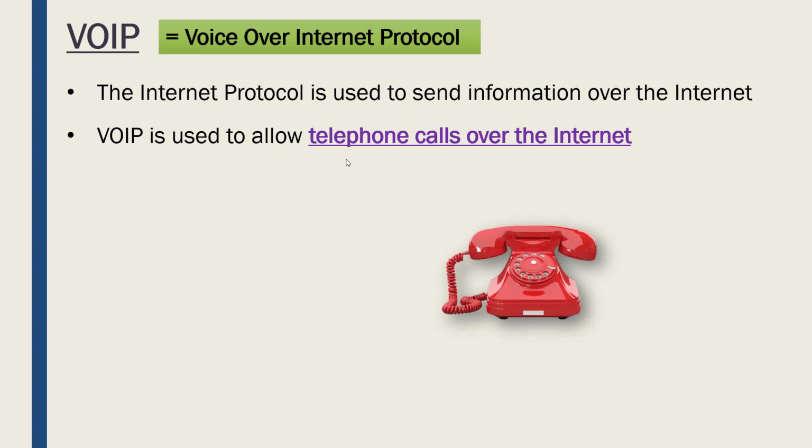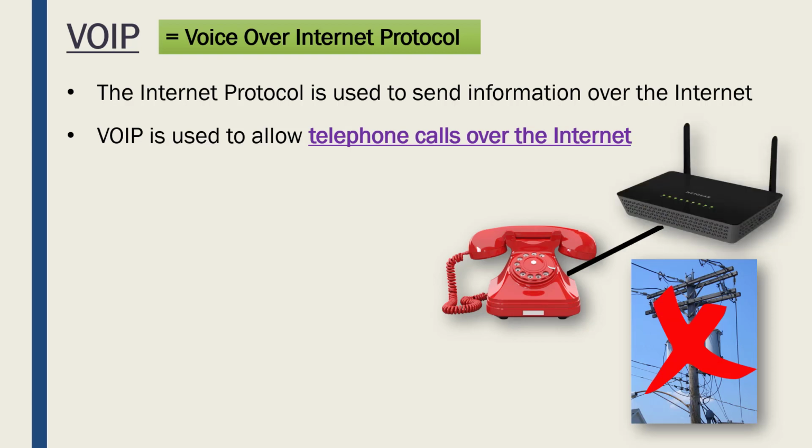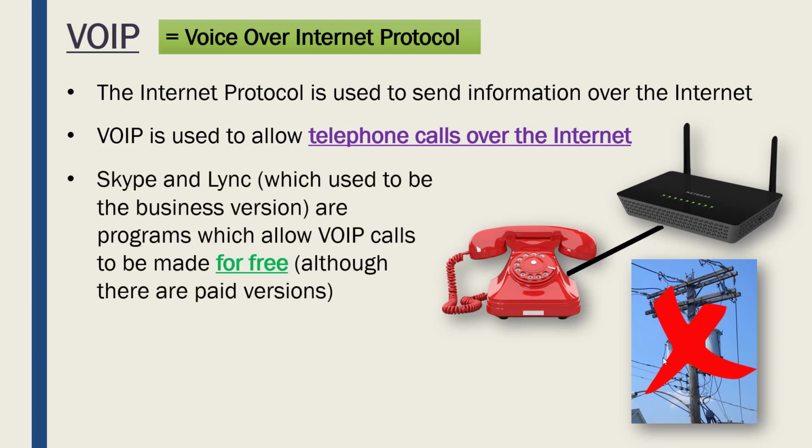So traditionally, right, you'd have a phone which would be connected to, say, telegraph poles in your street. You don't see as many of these anymore, partly because of VoIP. Instead of connecting to the cables going over and under telephone lines, we can instead connect phones to routers and other internet infrastructure, and we can send our calls over the internet as opposed to over the phone lines, which are not always as good. And the two examples the exam board give specifically are Skype and Lync.